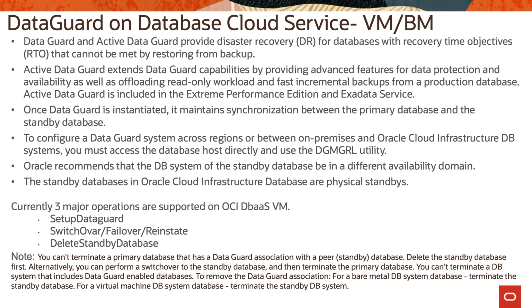You cannot terminate a primary database that has a Data Guard association with a peer or standby database. If you want to delete, the standby database has to be deleted first. Alternatively, you can perform a switchover to the standby database and then terminate the primary database if you want to do that. You cannot terminate a DB system that includes Data Guard enabled databases, and to remove the Data Guard association for a bare metal DB system, terminate the standby database first. For a virtual machine DB system database, terminate the standby DB system. So those are a few of the points you have to take care of when deleting.